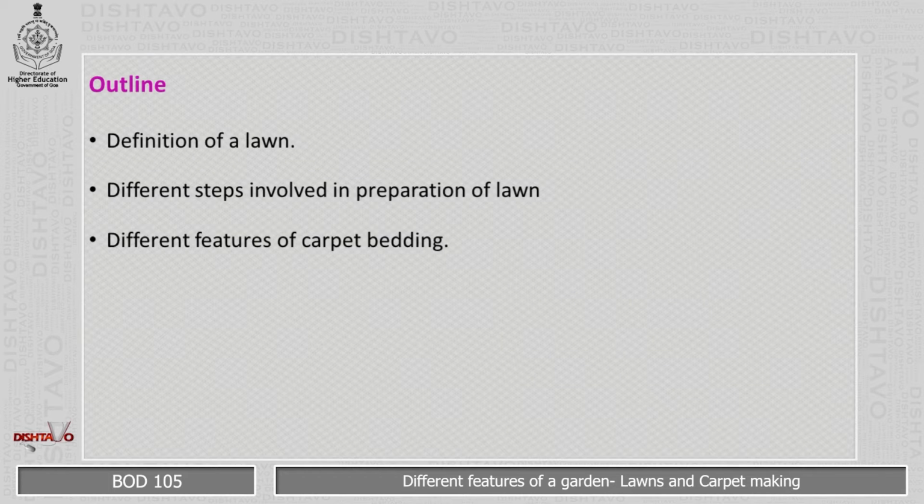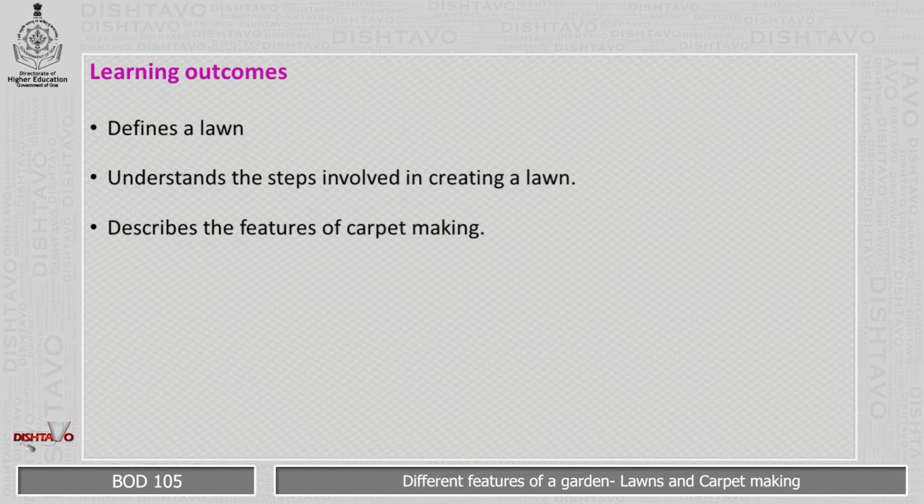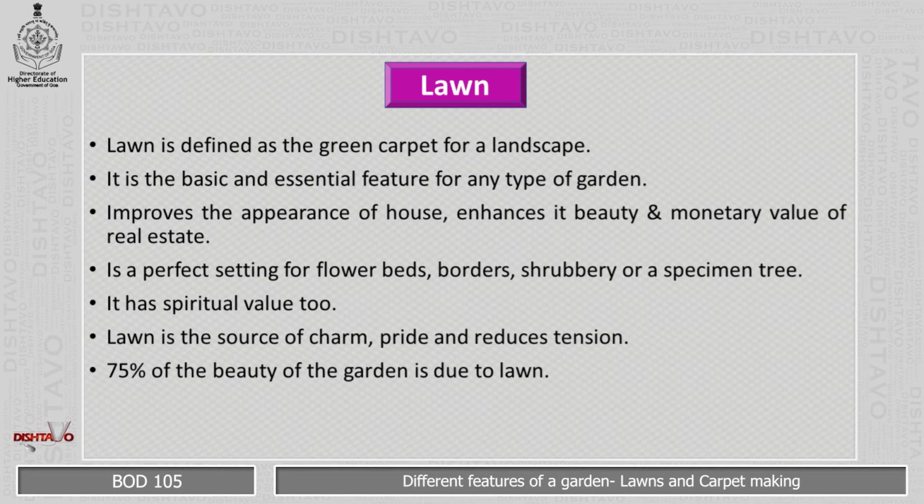The outline: here we are going to define what is a lawn, what are the different steps involved in the preparation of a lawn, and what are the different features of carpet bedding. Learning outcomes: at the end of this module, the student will be able to define what is a lawn, understand the steps involved in creating a lawn, and describe the features of carpet making.